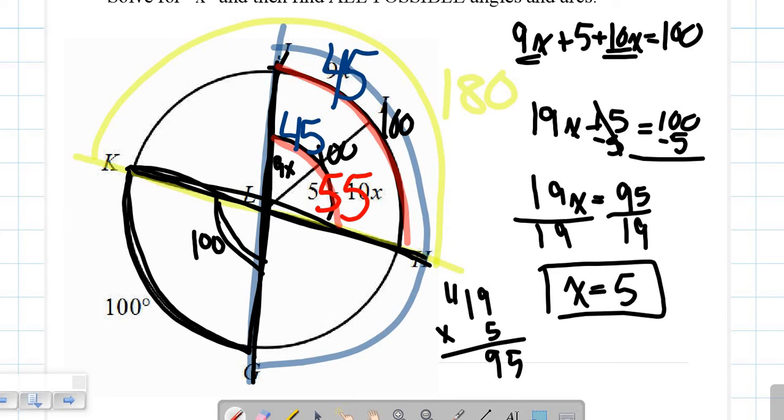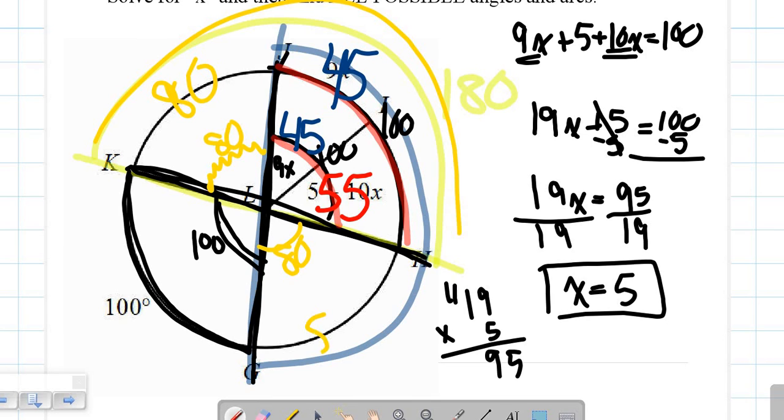And we take a look, see what else we can do. Remember, we got the 180 here. And we can go like this. That means that's 80 because of the 100. That means this is 80. Vertical angles, that's 80, and that's 80. Make sure you always get the central angle with its corresponding arc.